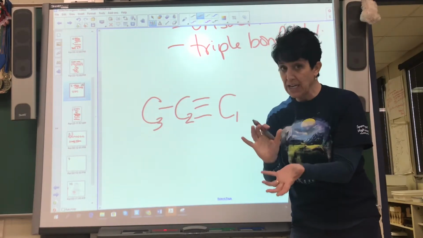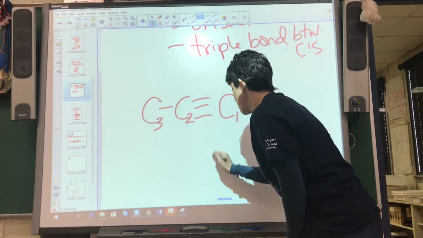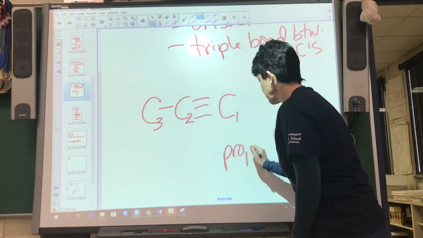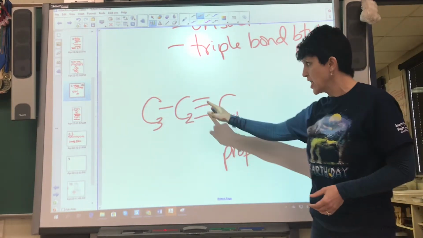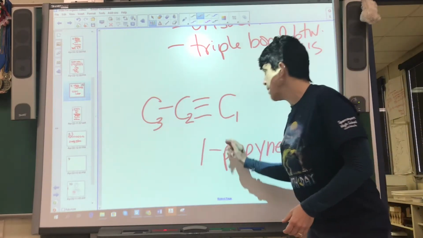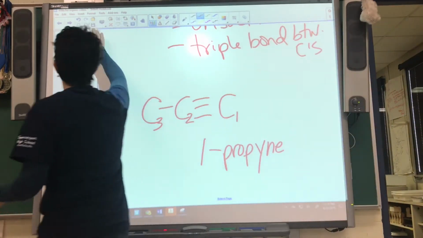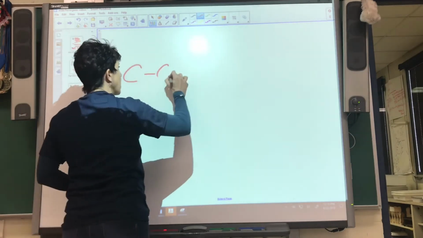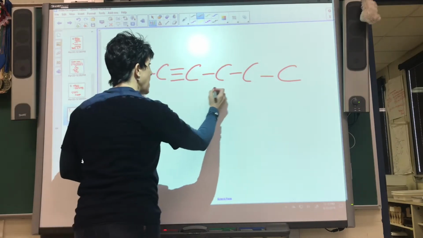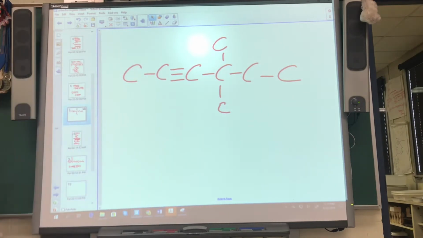You can flip-flop it back and forth, and that's why I have to pay attention to where I'm numbering. So, triple bond, prop. Prop means 3. So 3 carbons, so there's my prefix. Triple bond, Y-N-E. So this is 1-propyne, because the triple bond comes after the first carbon. So that's how you name it. Let me give you a more complex one. Name that. All right, so pause the video, name it, then come back.